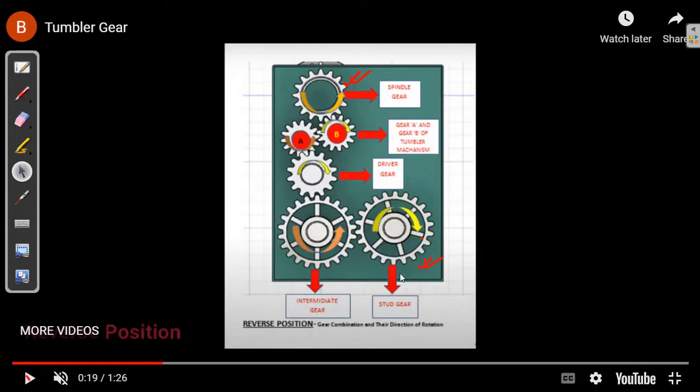What actually happens by changing this direction is that it decides whether the carriage is going to move from the headstock to the tailstock, or from the tailstock to the headstock. So whenever we require different directions of longitudinal feed, we can change the tumbler gear position so that we can control the automatic movement of the carriage.